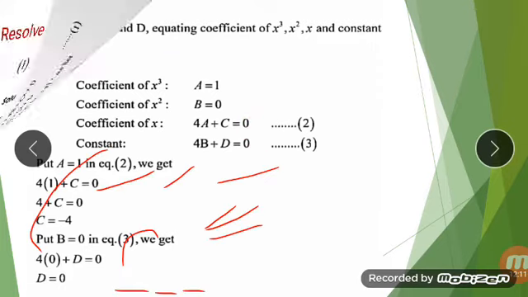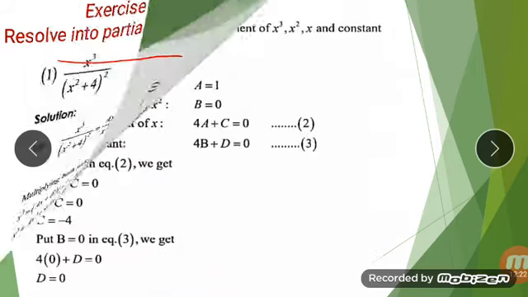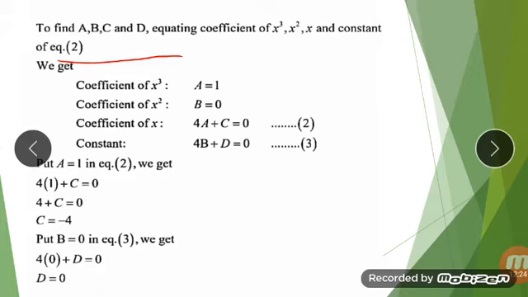Now we are left with the constant term. You can see 4b is a constant because no variable x is written with it, and d is the constant, so 4b plus d will be equal to 0. That is the fourth equation. Using these equations, the value of a is directly 1, and the value of b is 0. Now we are going to find the value of c. Here we have two unknown values, a and c, but the value of a is already known, so we can find the value of c.